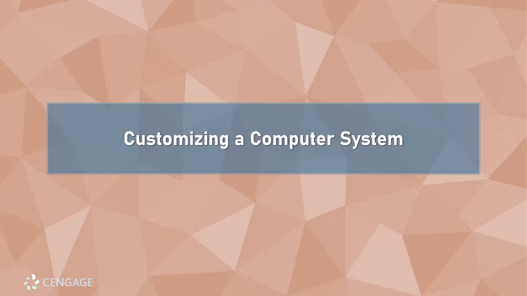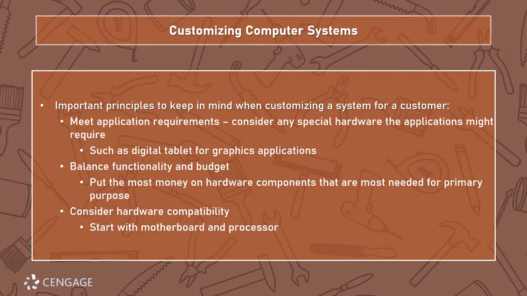Now let's look at a little bit of customization. This is again going to be helpful for your term project, kind of getting started. There are some important principles to keep in mind when we're customizing a system for a customer. We want to meet requirements, any special hardware or applications they may need. We want to balance functionality and budget, and we want to make sure that we ensure compatibility with the hardware.